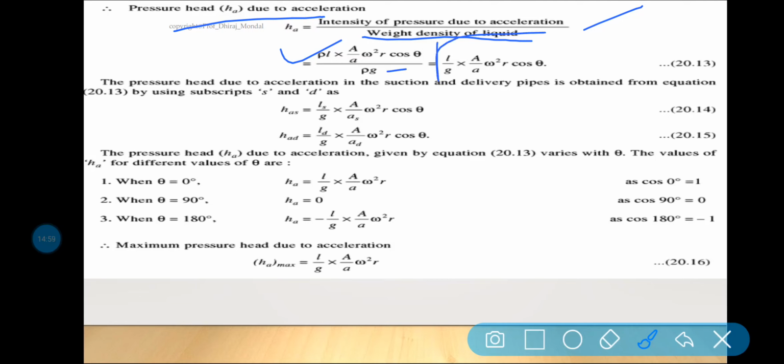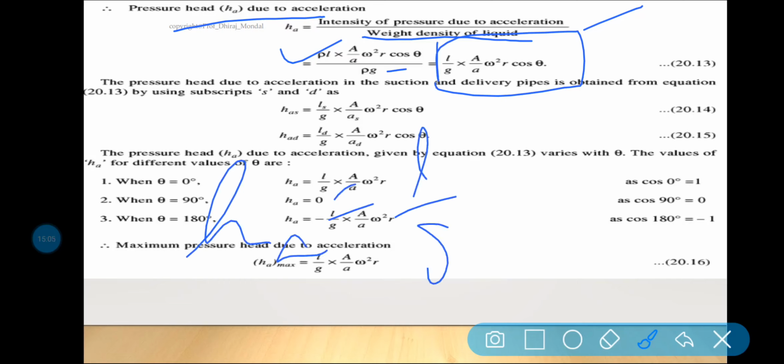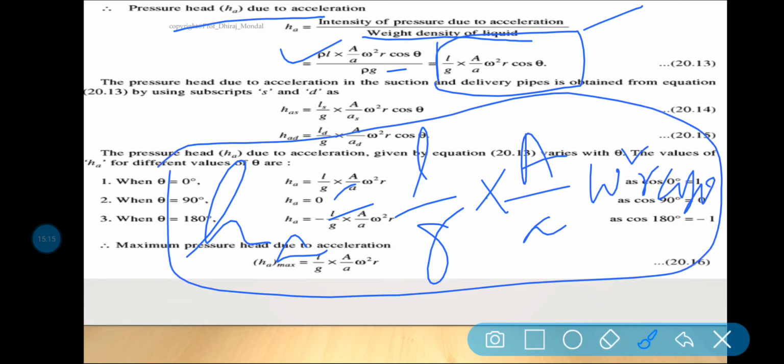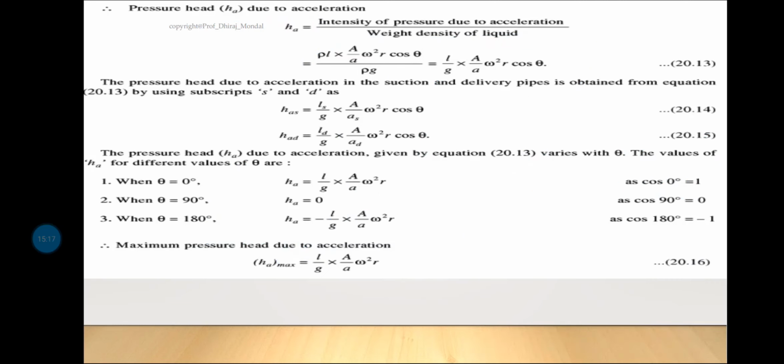Now after simplifying this, you will get HA, head due to acceleration, is equal to L by g, area by small area, omega square r cos theta. So this is your ultimate equation. This is your general equation. Now HA is the head due to acceleration in the pipe.